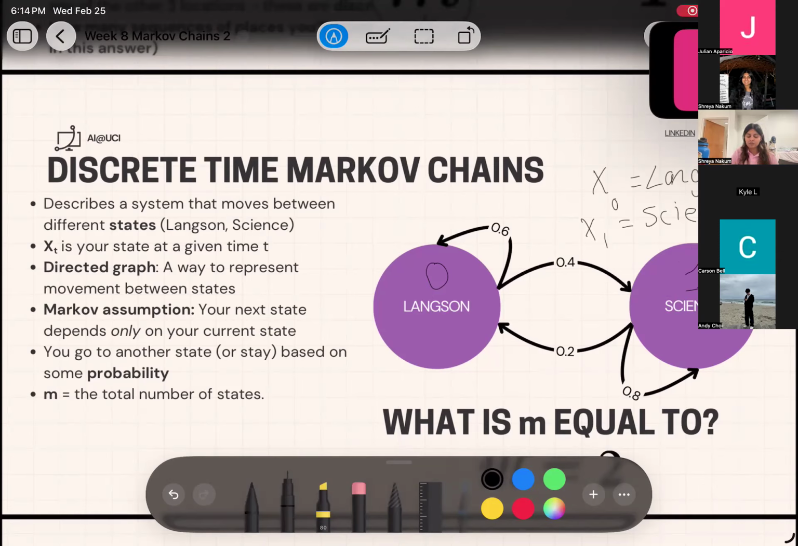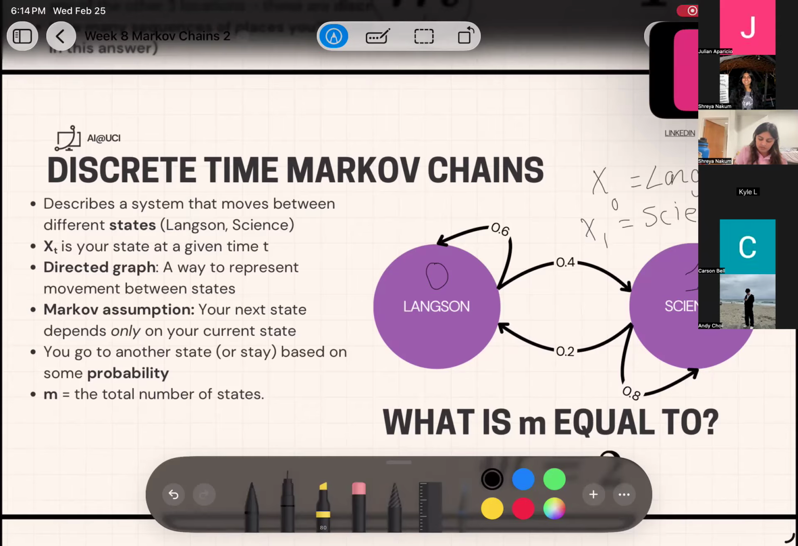This graph here, this representation, is called a directed graph. And it's a way to represent movement between states. The directed is because these arrows have a direction to them. So it's not just a straight line with no direction. There's a specific way that you're moving through this graph. The way that I would visualize it is that it's like you're walking. You're walking from Langston to Science. You're walking, or inside Langston, just staying there. That's sort of how to think about this graph.